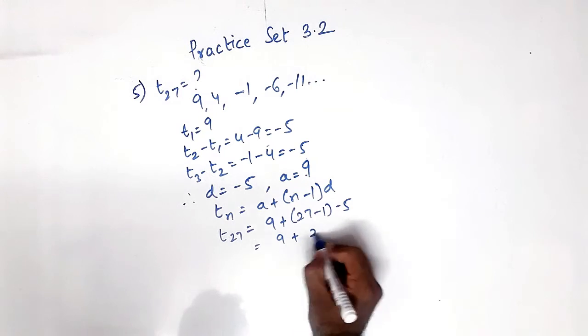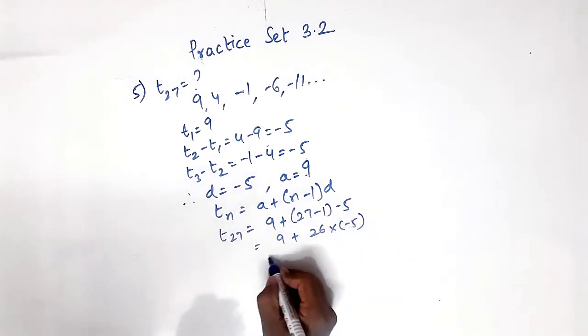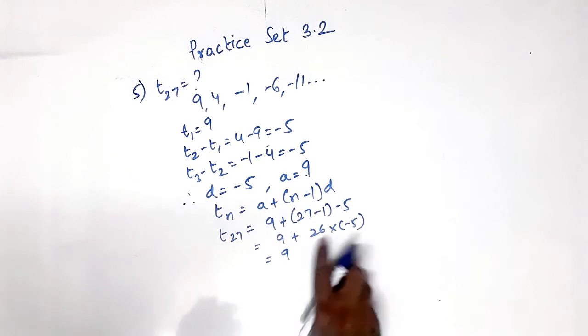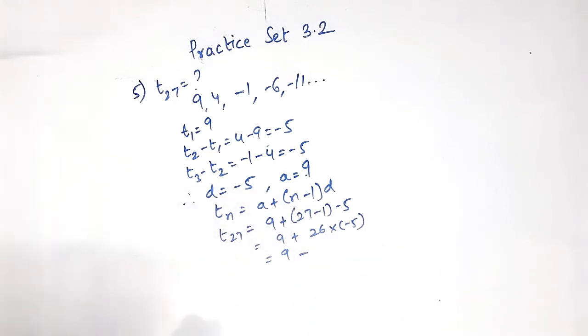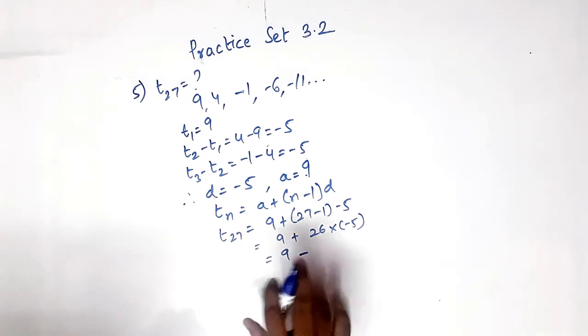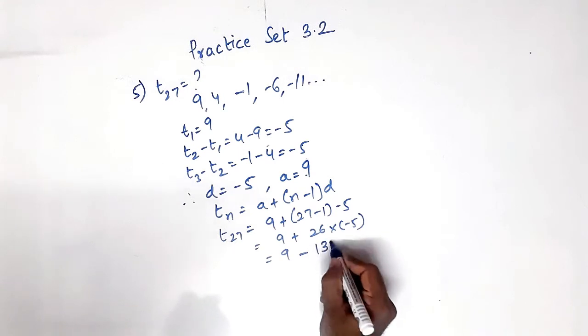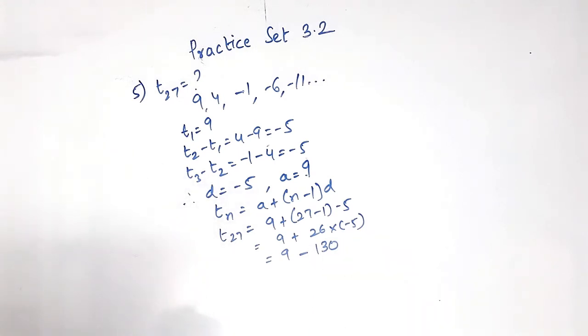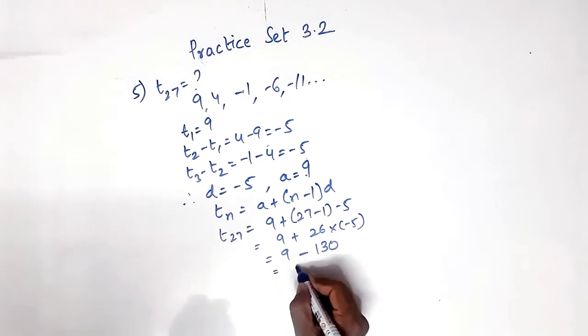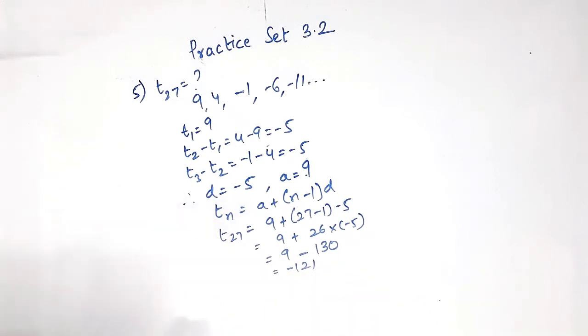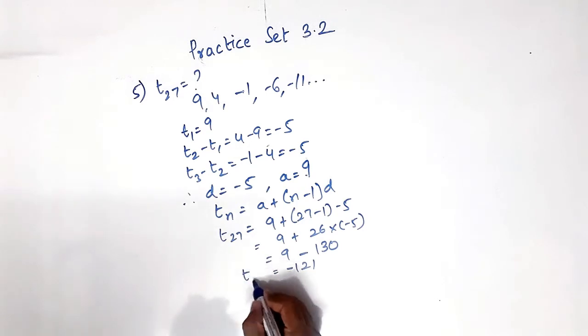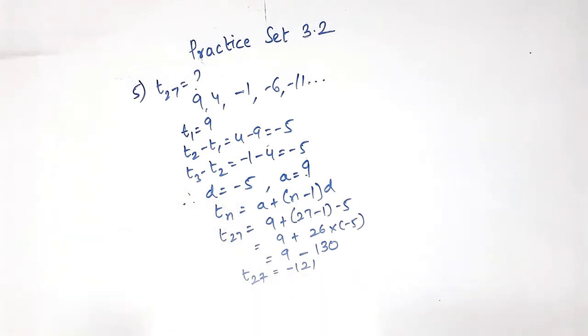So 9 plus 26 into minus 5. Okay, now plus into minus, of course here it will be minus. What is 26 5 times? If I don't know 26 5 times, I'll do 25 5 times. 25 5 times is 125. So 26 5 will be just 5 more, so it will be 130. Okay, what is 9 minus 130? It is 121, sign of bigger number. Okay, so the 27th term T27 equals minus 121.